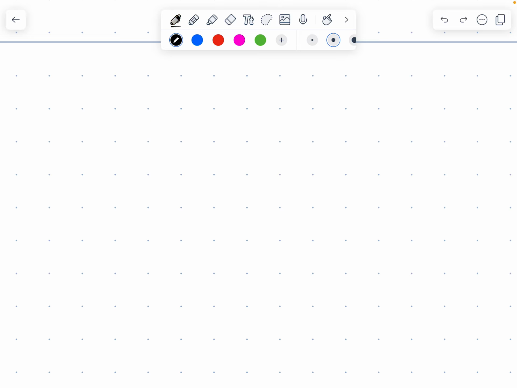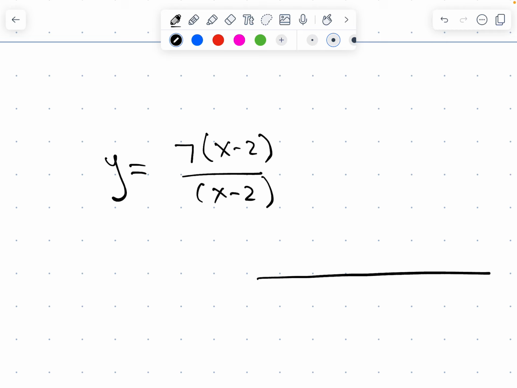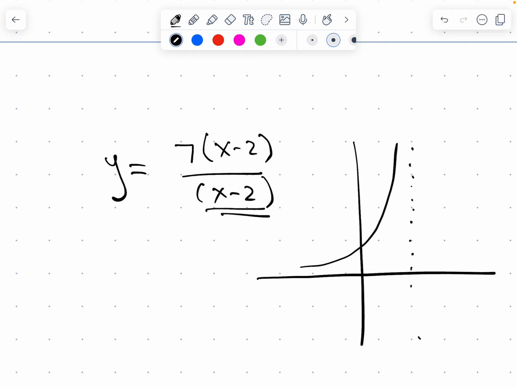Let's say you have an equation like this. Y equals 7x minus 2 over x minus 2. If I'm following the same process as before, I'm going to say that there is a vertical asymptote at 2, which means the graph is going to go like this, and it's going to go like this at 2. But by the same measure, it also has an x-intercept at 2, which means it goes through that point right there. So it's at infinity, it's at negative infinity, and it's at 0 at the same time.